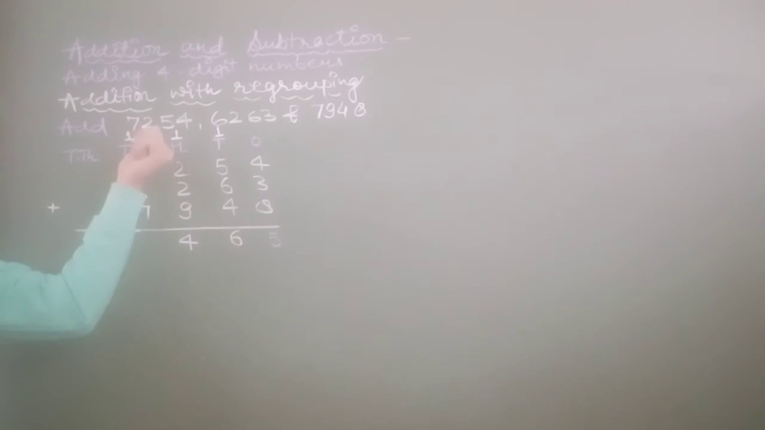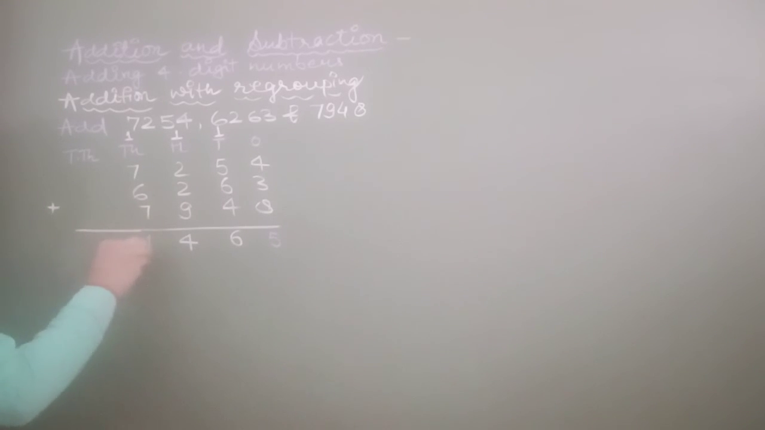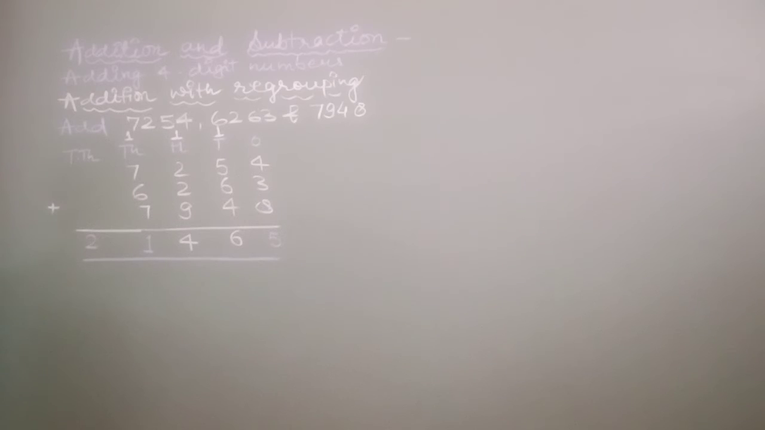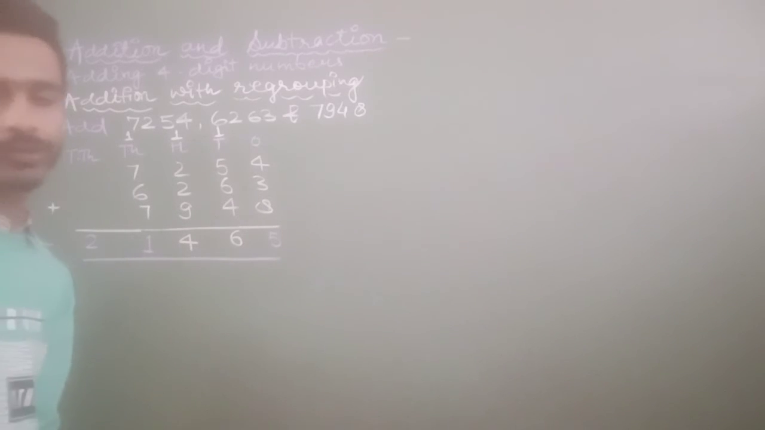Now add the thousands: 7000 plus 6000 is 13,000, plus 7000 is 20,000, and 1 carried over from the hundreds makes 21. Carry over the 2, and now there is nothing more, so that is 2. So the answer is 21,465.